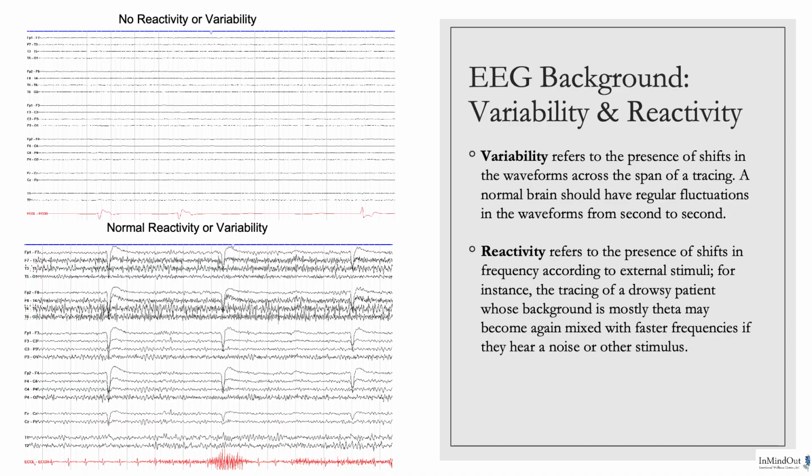So that's variability. And reactivity looks at shifts in frequency that occur as a result of external or internal stimulation. For instance, if somebody is sleepy, where we see lots of background theta, we're drowsy, and then we knock on our desk, and then we see faster activity, that would be reactivity. So again, a normal brain reacts to stimulation, and that's what we should be seeing in the EEG.